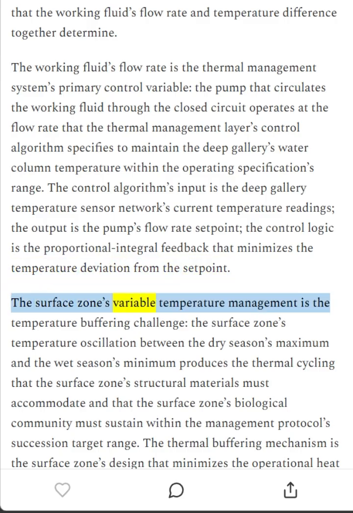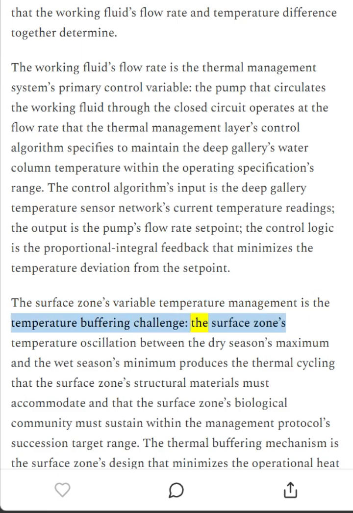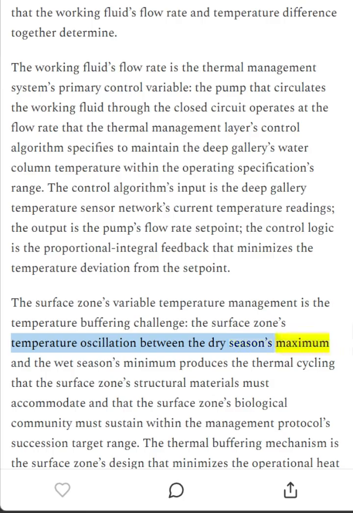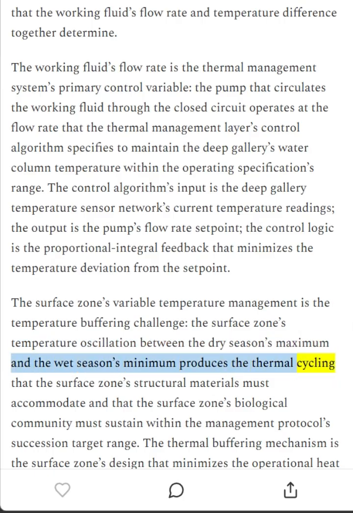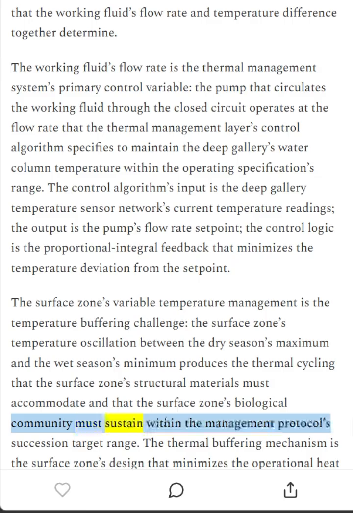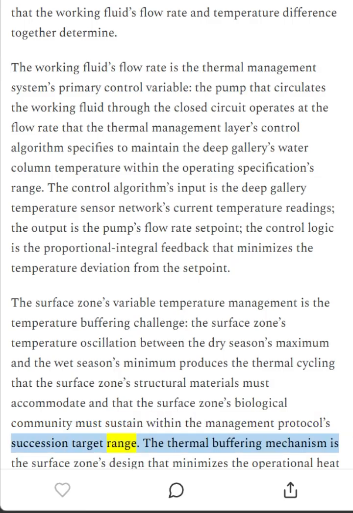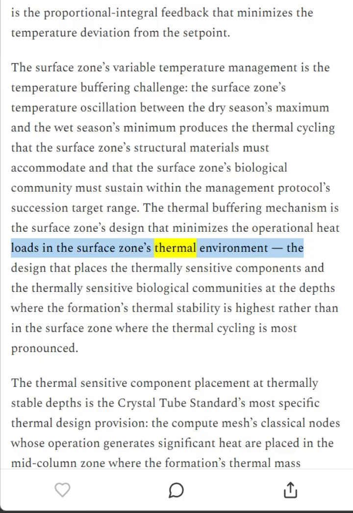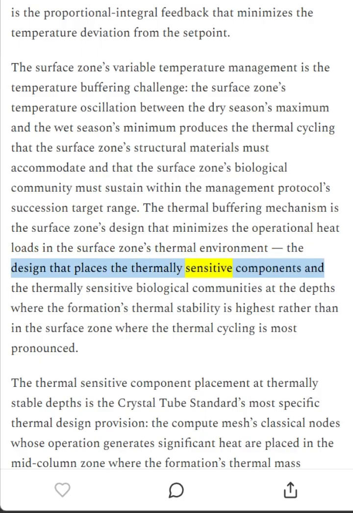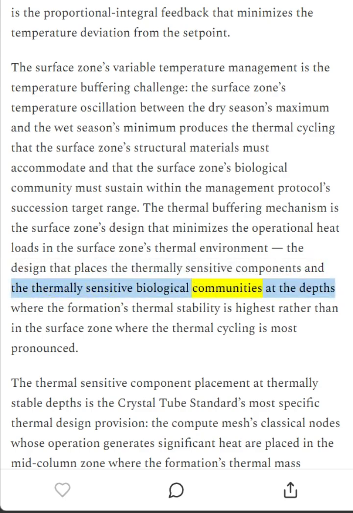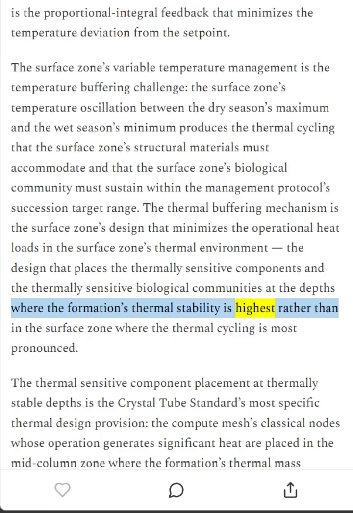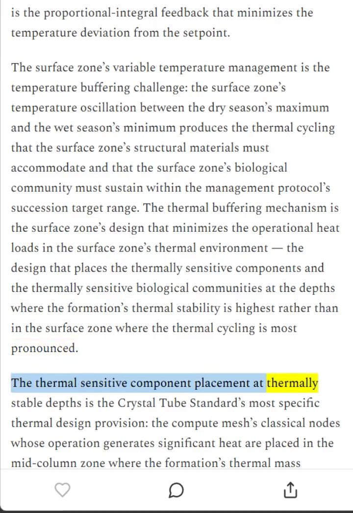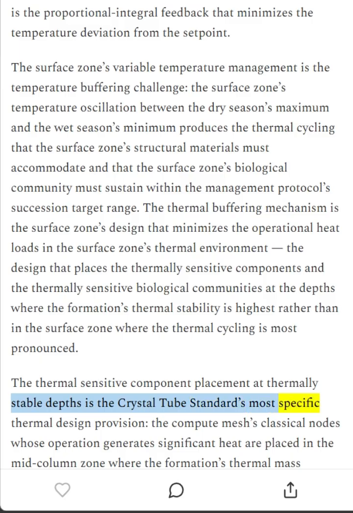The surface zone's variable temperature management is the temperature buffering challenge. The surface zone's temperature oscillation between the dry season's maximum and the wet season's minimum produces the thermal cycling that the surface zone's structural materials must accommodate and that the surface zone's biological community must sustain within the management protocol's succession target range. The thermal buffering mechanism is the surface zone's design that minimizes the operational heat loads in the surface zone's thermal environment. The design places the thermally sensitive components and the thermally sensitive biological communities at the depths where the formation's thermal stability is highest rather than in the surface zone where the thermal cycling is most pronounced. The thermal sensitive component placement at thermally stable depths is the Crystal Tube Standard's most specific thermal design provision.